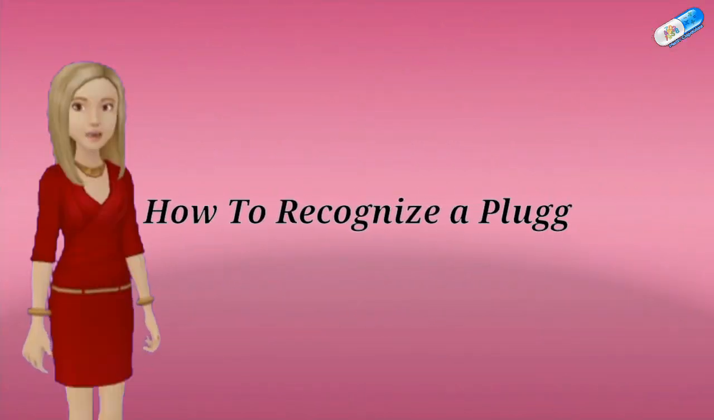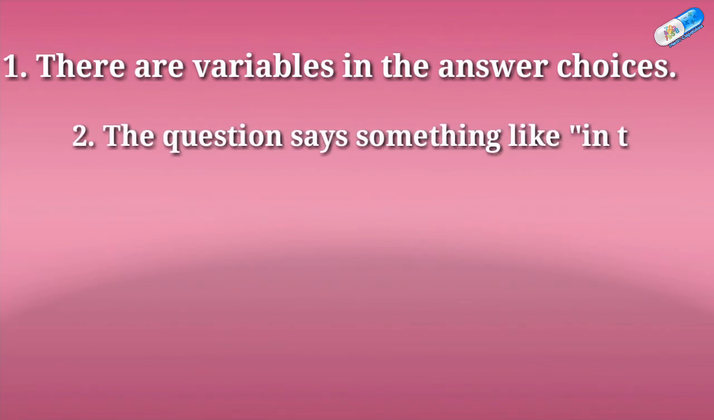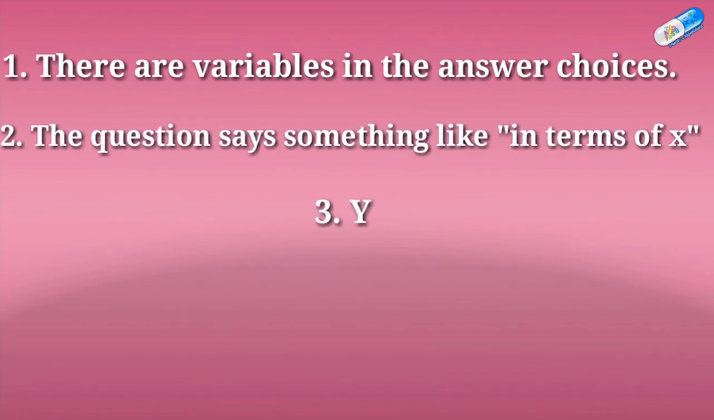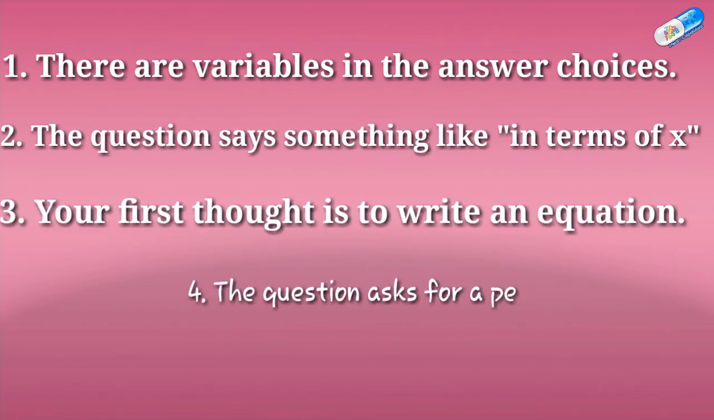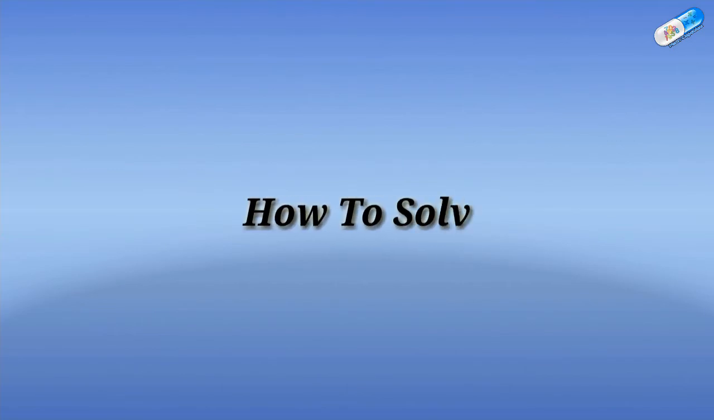How to recognize a plug-in question? There are variables in the answer choices. The question says something like "in terms of x." Your first thought is to write an equation. The question asks for a percentage or a fractional part of something, but it doesn't give you actual amounts.